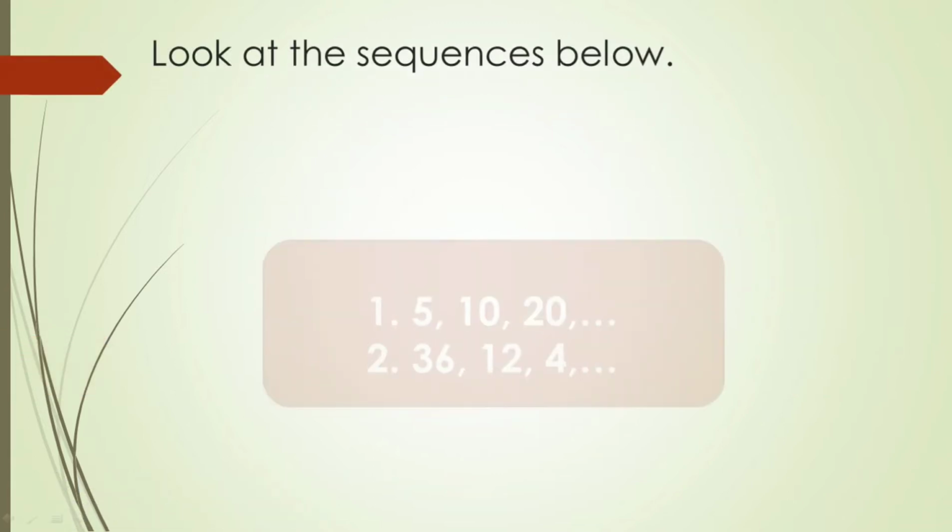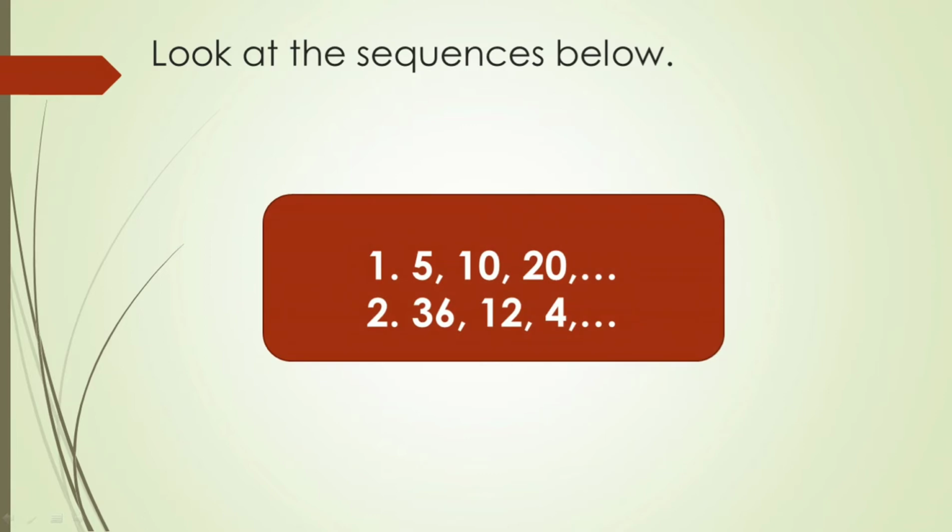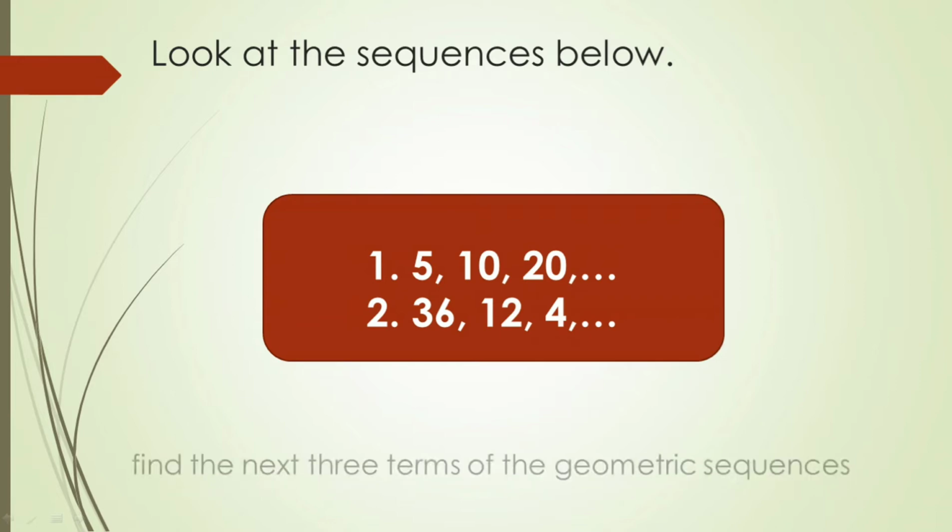Alright, so look at the sequences below. Meron tayong dalawang sequence. Number 1, we have 5, 10, 20, and so on. Number 2, we have 36, 12, 4, and so on. Then, find the next three terms of the geometric sequences.